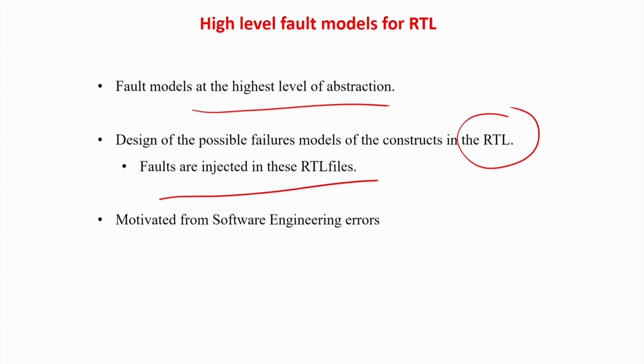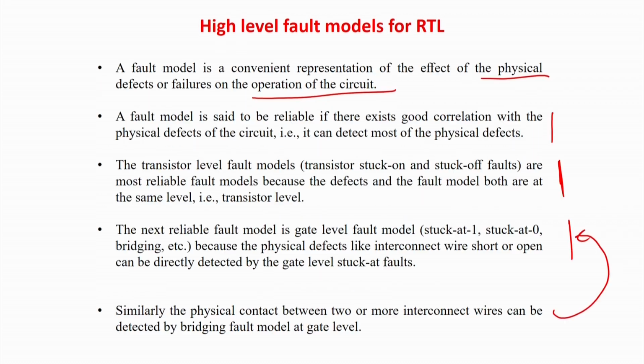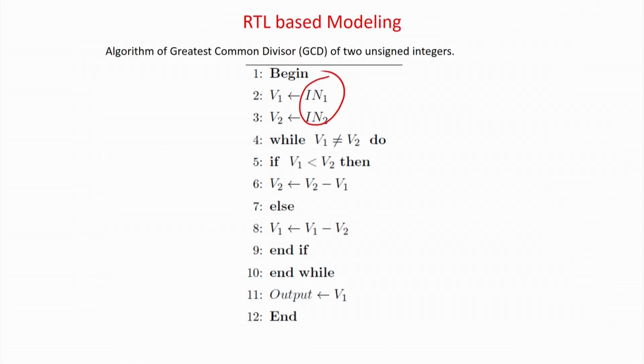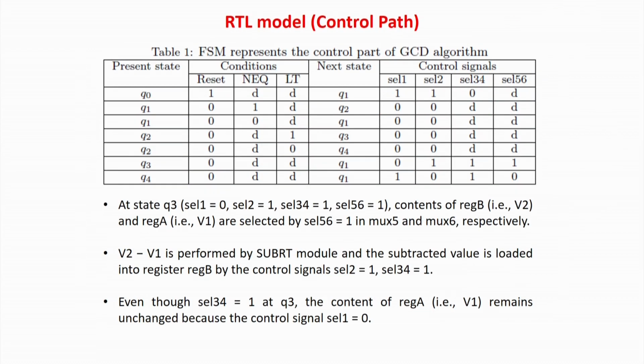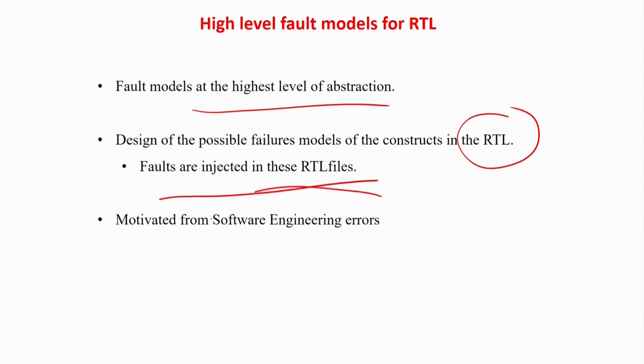So RTL, as you see, is very much similar to software. It is basically nothing but a code, and I can very easily translate it to C code. So people have tried to get motivated from the fault models of software engineering errors, because software testing is a huge subject in software engineering. What type of fault models do they take? People have tried to adopt those models into the RTL model, because RTL is nothing but a code.